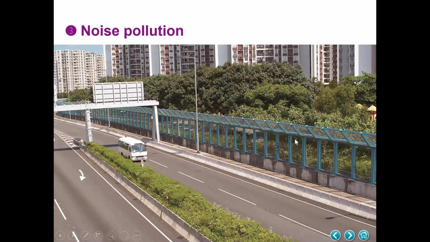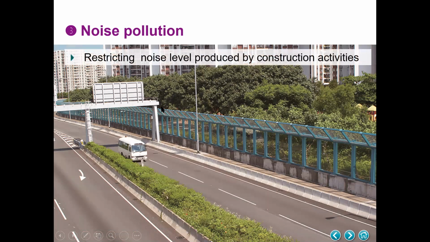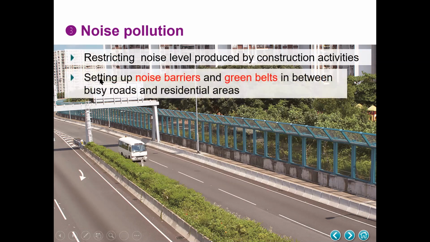Another pollution that needs to be tackled is noise pollution. First of all, the government has to restrict noise level produced by construction activities. The government can set up noise barriers or green belts in between busy roads and residential areas. And this photo is taken along the Eastern Corridor. And this estate is the Shing.